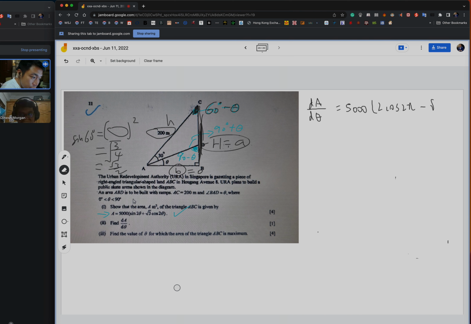Huh? How do you differentiate? Come on. You need to open the bracket first before you can differentiate. You differentiate term by term.